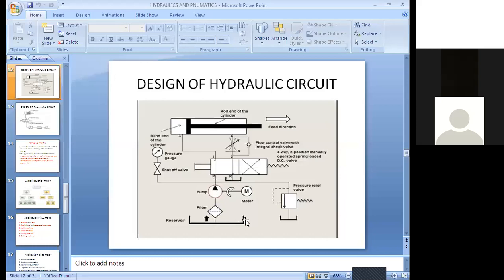Now I start explaining the hydraulic circuit working. The reservoir is filled with fluid, and the filter removes unwanted particles. Then the pump sucks the fluid and sends it from P to 1, then from 1 it enters the cylinder. This side of the cylinder we call the blind end.